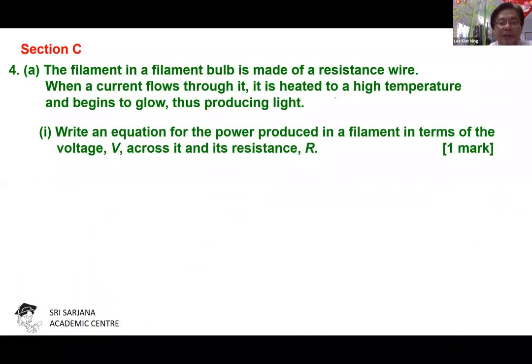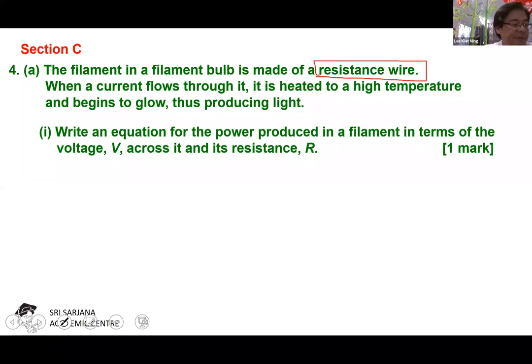This is the last one, I think. Filament in a bulb is made of resistance wire, meaning normally it has high resistance. The reason is to produce heat. Clear? It is heated up to high temperature, and it will start to glow, thus producing heat.